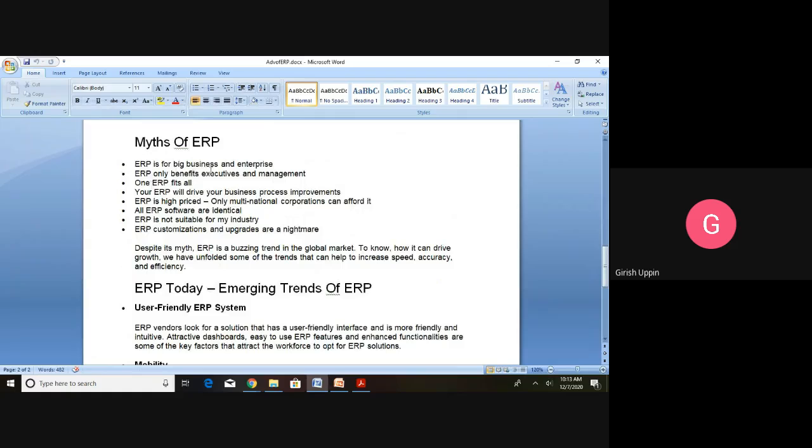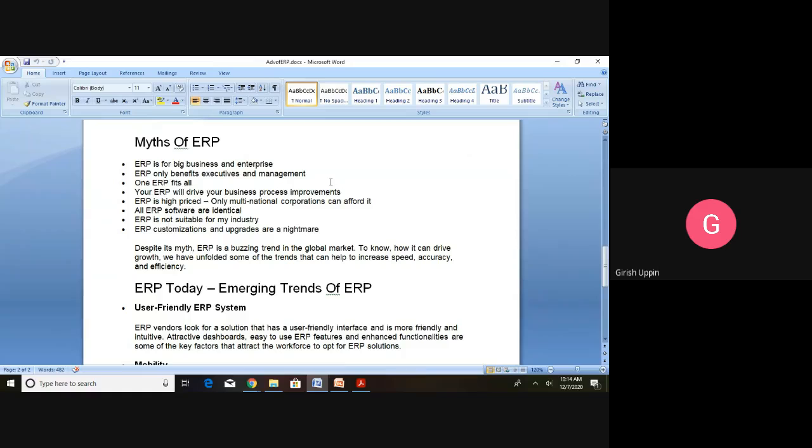ERP is for big business and enterprise. ERP is only for large scale industries, very large enterprises. No, that is not true. Suppose the organization is small and they want a particular module of the ERP, like the CRM I was telling about. CRM is customer relations management. For every organization, customer relations is very, very important. They can just have that module, the CRM module. ERP only benefits executives and management. This is also not true.